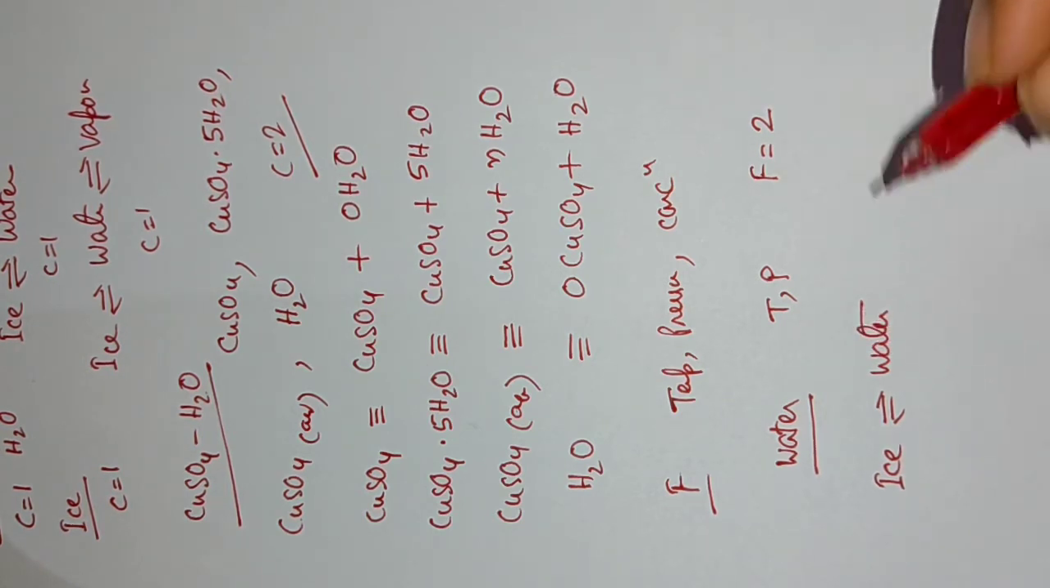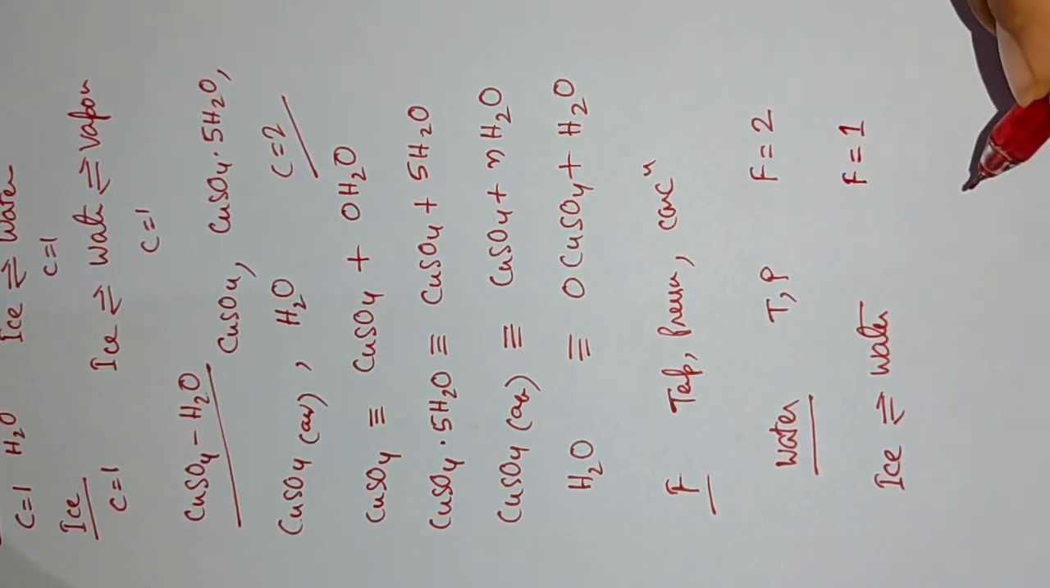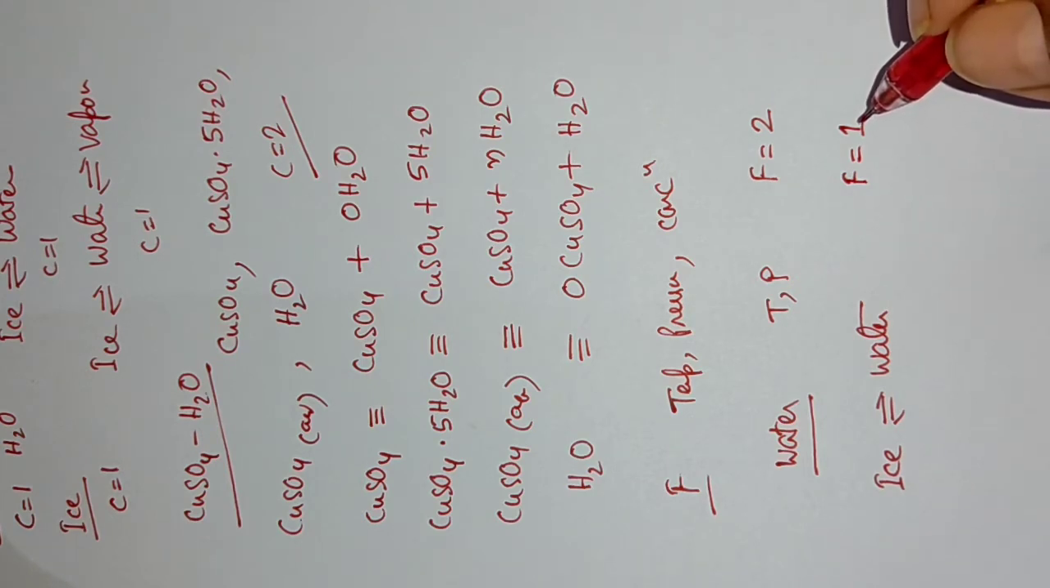So here you have only one freedom, 1 degree of freedom. So F will be equal to 1. And it will be univariant or monovariant.